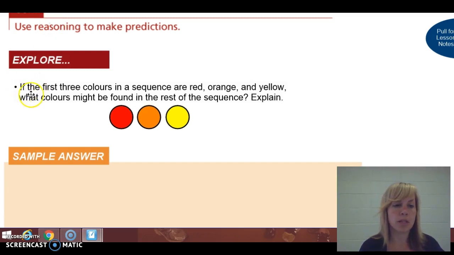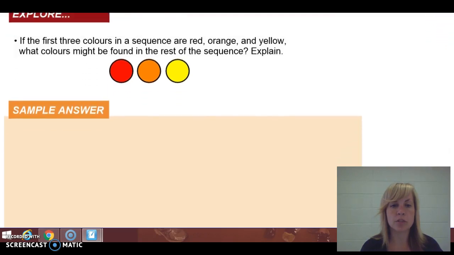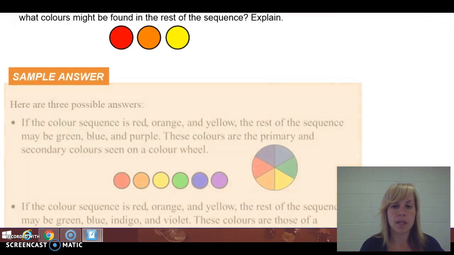So if we're exploring here, it says if the first three colors in a sequence are red, orange, and yellow, what colors might be found in the rest of the sequence? So my conjecture might be, if this is red, orange, and yellow, the next colors might be red, orange, and yellow to follow the pattern. But there's multiple conjectures you could make.